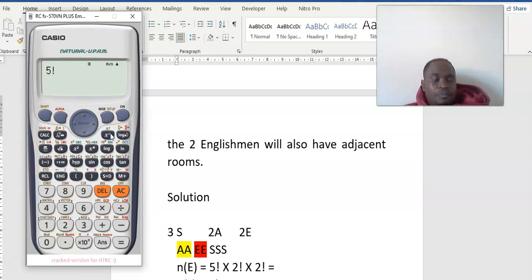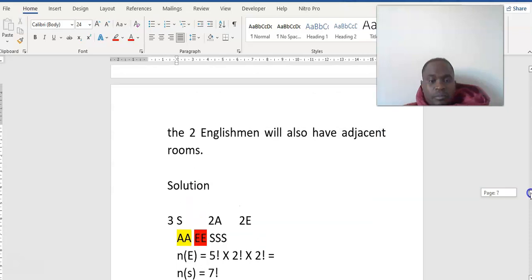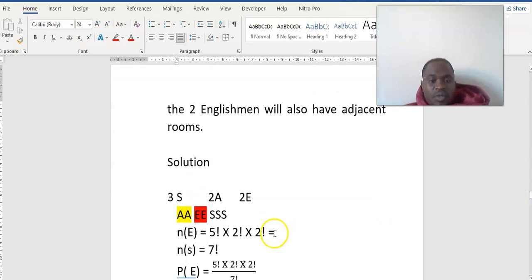Five times 2 factorial times 2 factorial. And this one is going to give us what? 480. So this will give us what? 480. Okay.